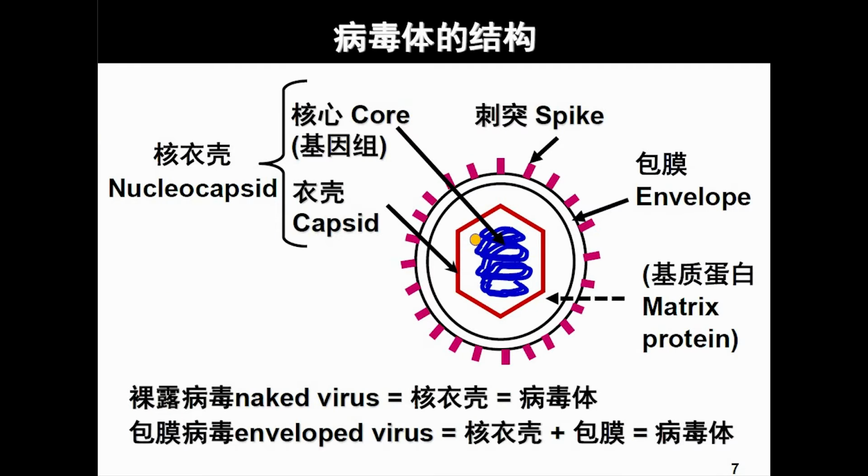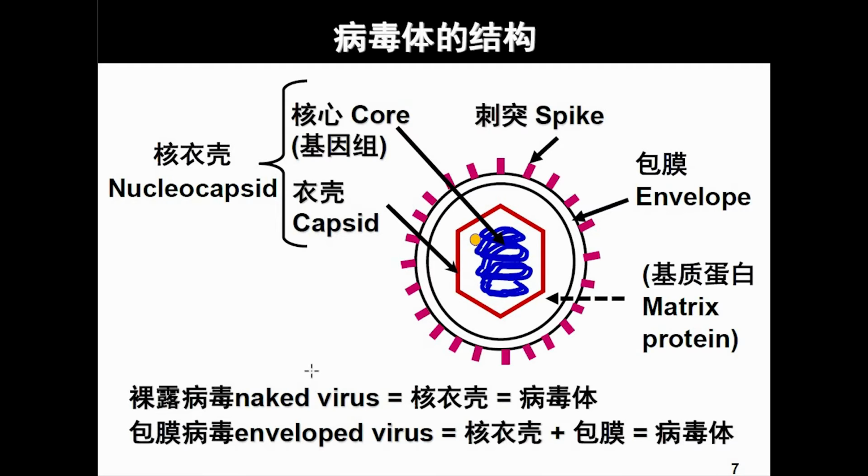So what does it look like? Let's see. It looks like this. Let's understand the inside. There is a nucleocapsid, which consists of two parts, core and capsid. In the core there is DNA or RNA. Then there is the capsid, which is made up of capsomeres. We'll learn that. Outside it is the matrix protein, and outside that there is the envelope, and outside that there are spikes.